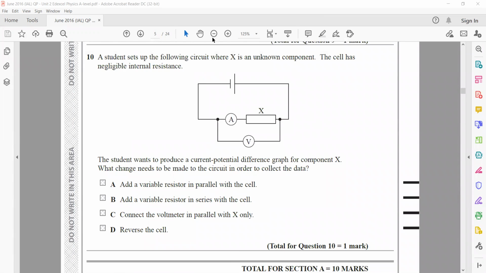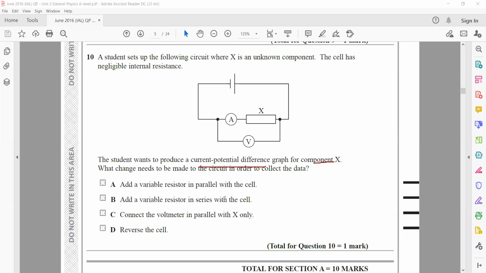A student set up the following circuit where X is an unknown component. The cell has negligible internal resistance. The student wants to produce a current-potential graph for component X. What change needs to be made in order to collect the data?